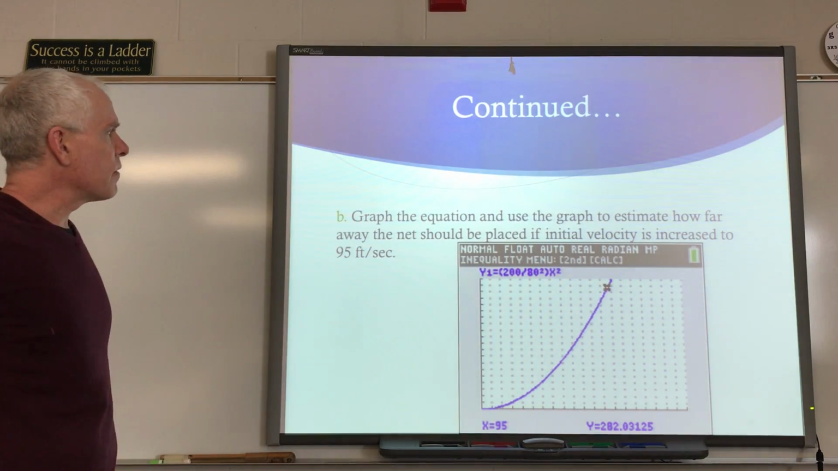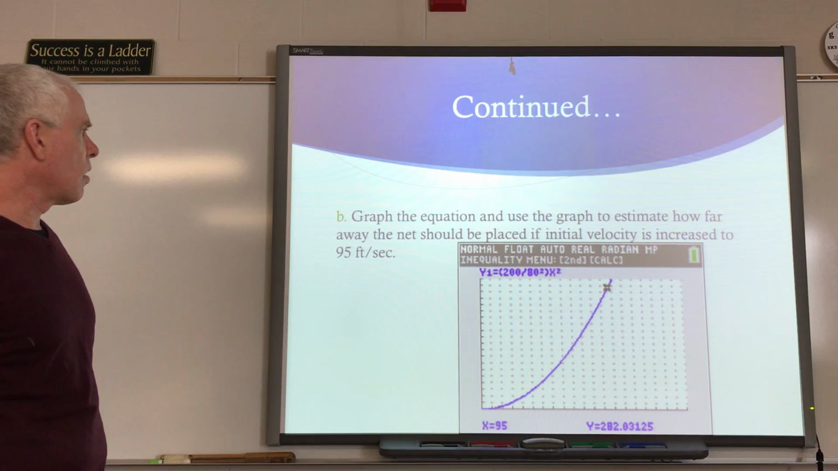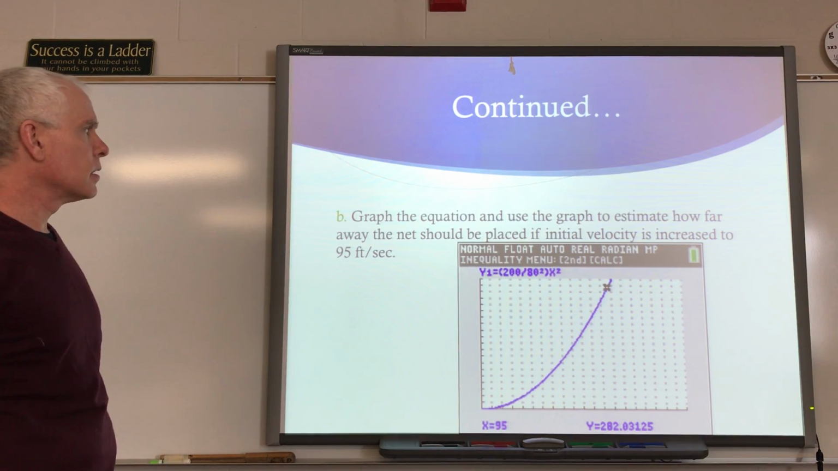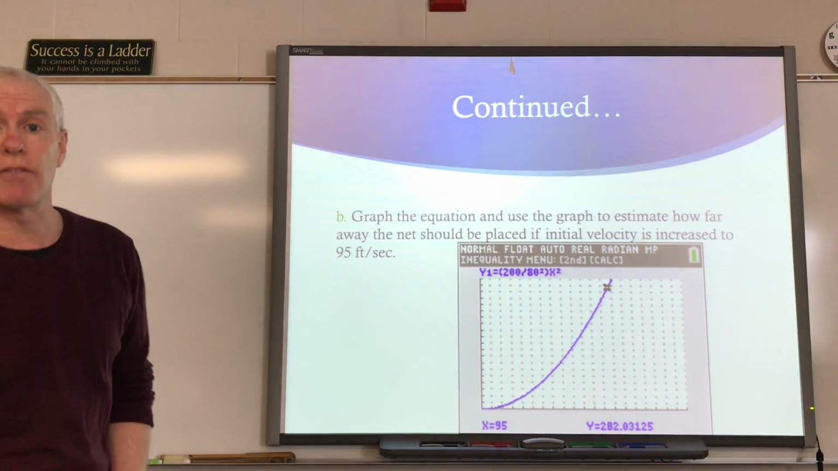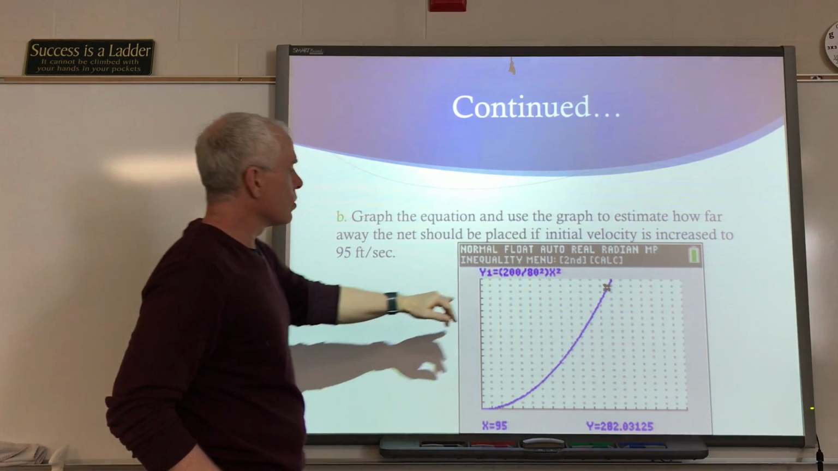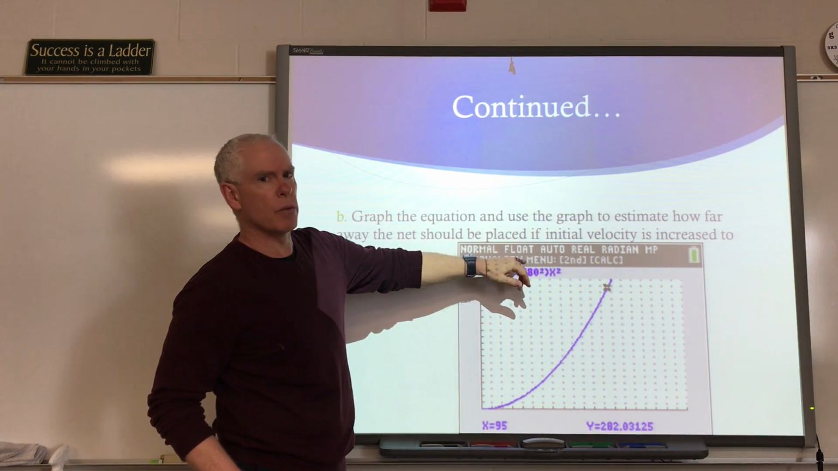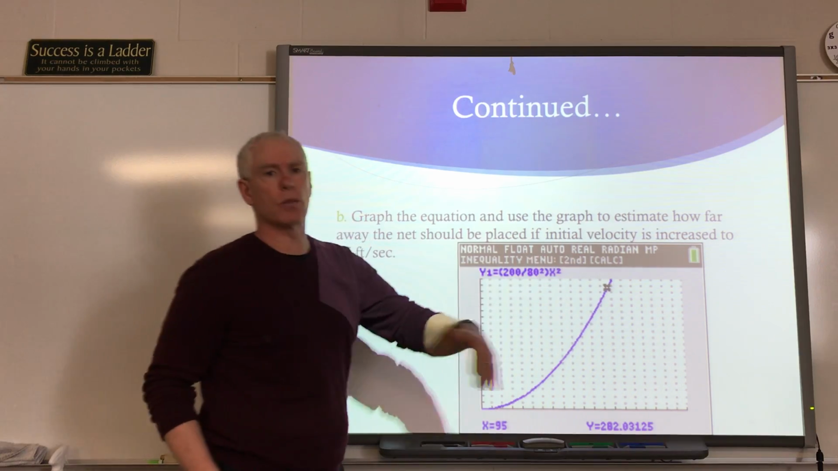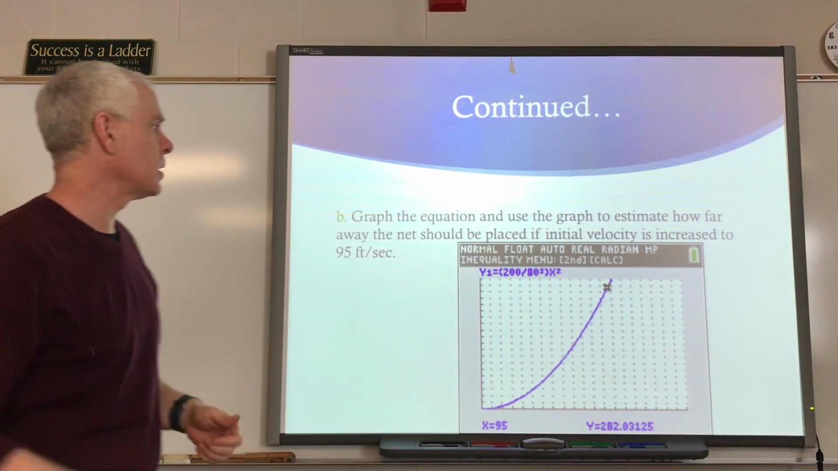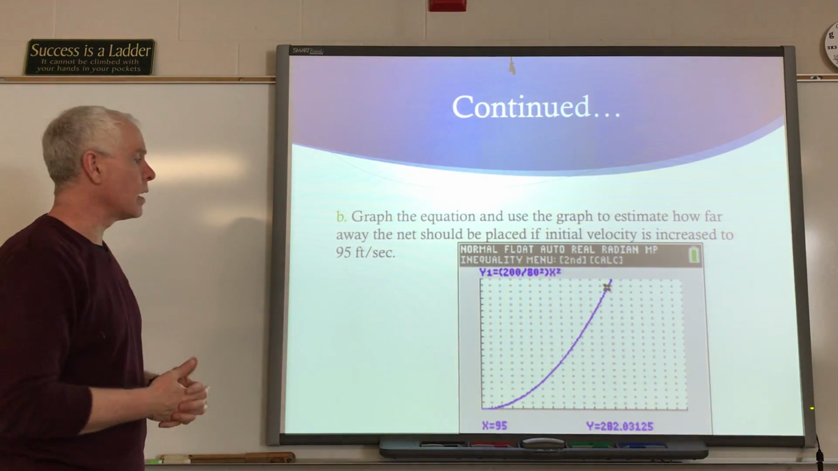Okay? Graph the equation and use the graph to estimate how far away the net should be placed if an initial velocity is increased to 95 feet per second. Okay, so in my y equals 200 divided by 80 squared, that's that 0.03125, times x squared. X in this case represents my velocity. Okay, so I can put that into my y equals.